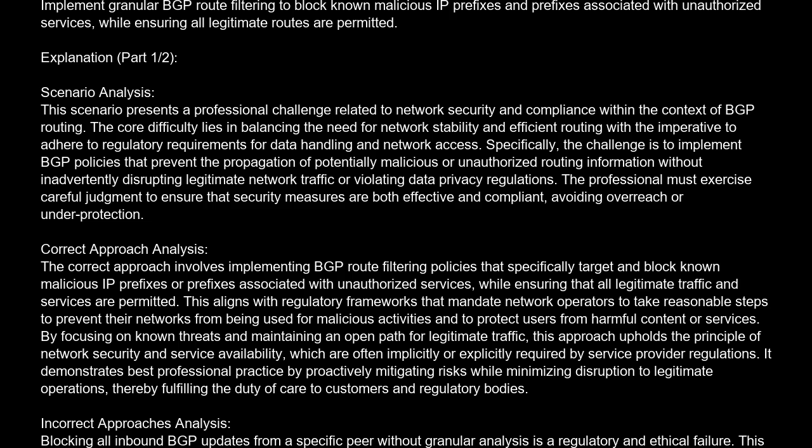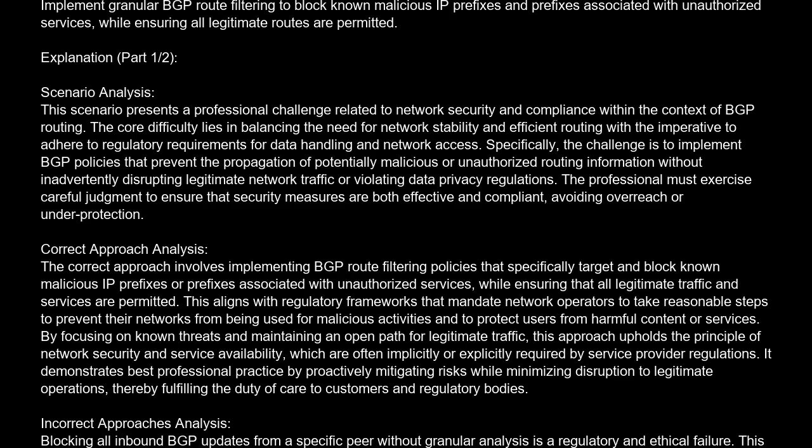Specifically, the challenge is to implement BGP policies that prevent the propagation of potentially malicious or unauthorized routing information without inadvertently disrupting legitimate network traffic or violating data privacy regulations. The professional must exercise careful judgment to ensure that security measures are both effective and compliant, avoiding overreach or underprotection.